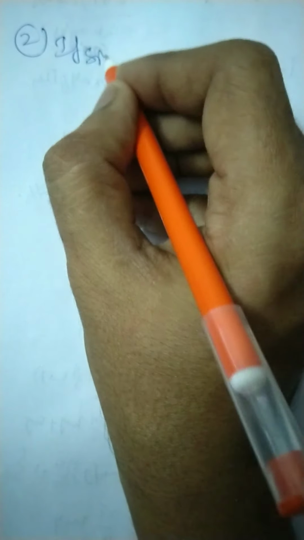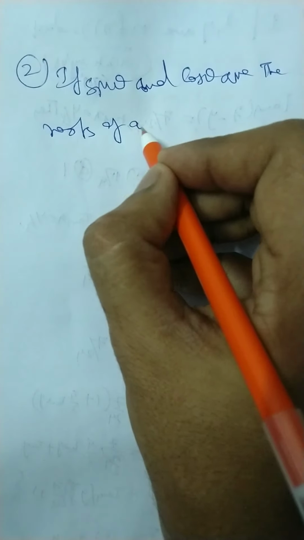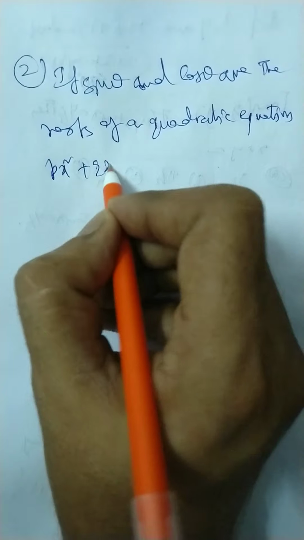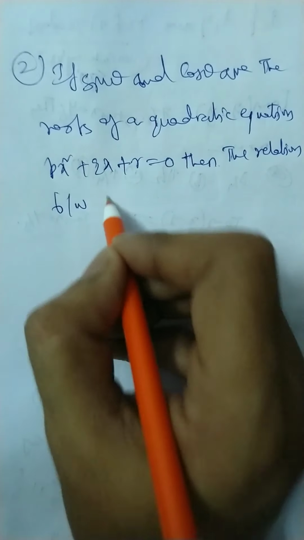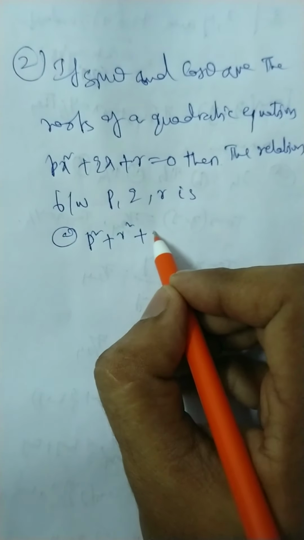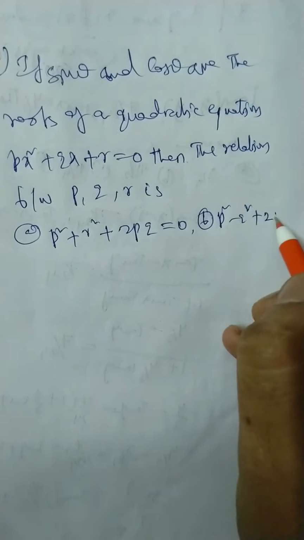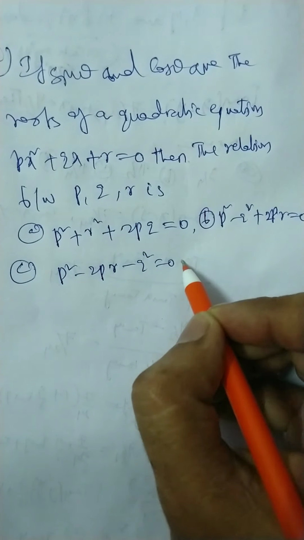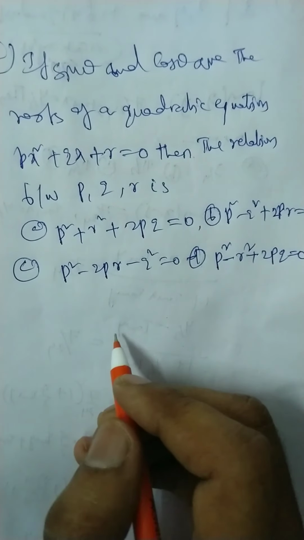If sin theta and cos theta are the roots of a quadratic equation px square plus qx plus r equal to 0, then the relation between p, q, r is, the options are: option a, p square plus r square plus 2pq is equal to 0; option b, p square minus q square plus 2pr equal to 0; option c, p square minus 2pr minus q square equal to 0; option d, p square minus r square plus 2pq is equal to 0.